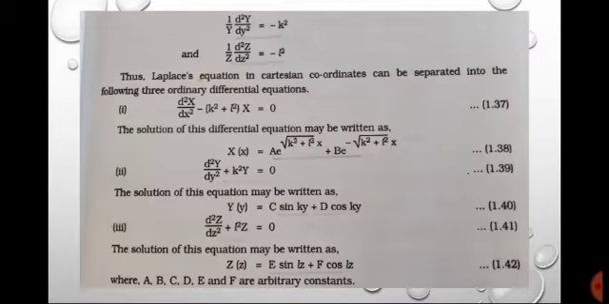The second equation can be written as d square Y upon dy square plus k square Y is equal to 0. The solution of this equation may be Y of y is equal to c sin ky plus d cos ky. The third one is d square Z upon dz square plus L square Z is equal to 0. The solution for this equation may be Z of z is equal to e sin Lz plus f cos Lz, where a, b, c, d, e and f are arbitrary constants.